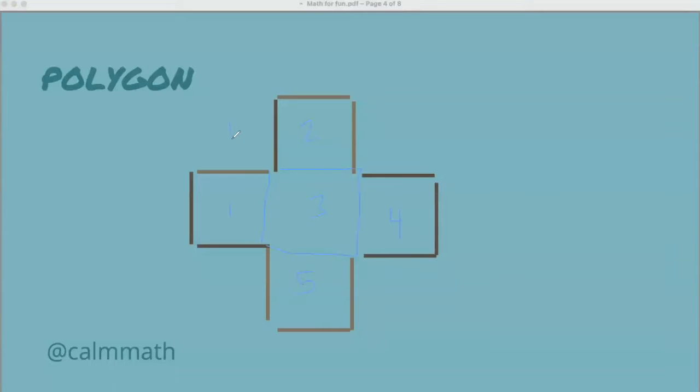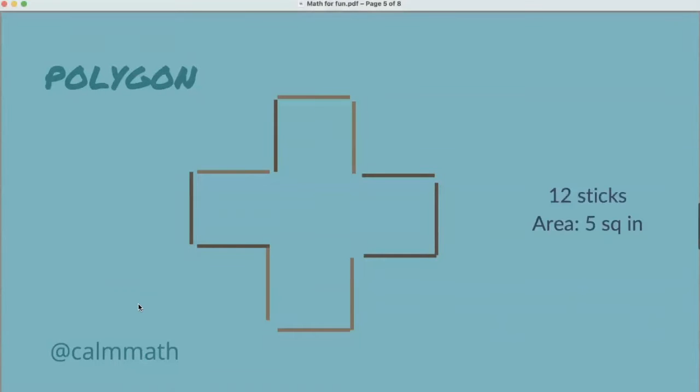Or you could say 1, 2, 3, 4. 4 was taken away from the corners. 9 minus 4 is 5. That's 2 different ways to find the area of this one. So with the same 12 sticks, we made this polygon in the shape of a cross, and the area is 5 square inches.